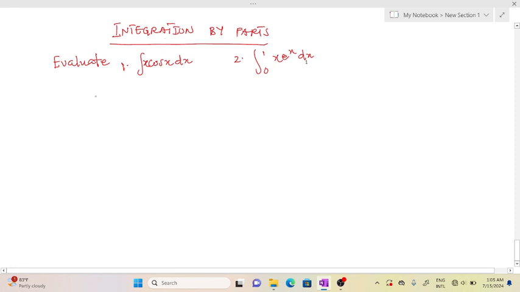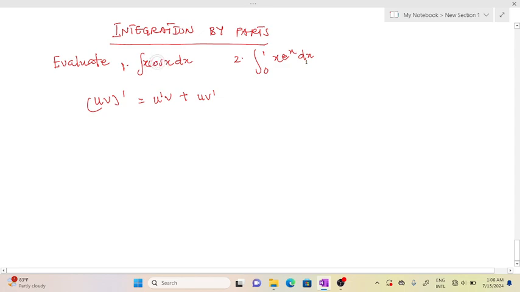Remember that in differentiation, whenever you have a product of two functions and want to find the derivative, you differentiate one and leave the other, plus you leave the first and differentiate the other. Now in a situation where you have the integral of the product of two functions, how do we solve this?